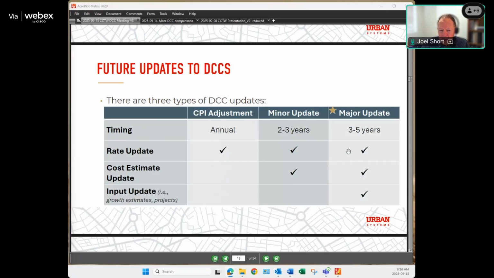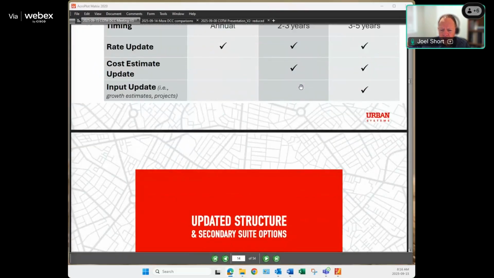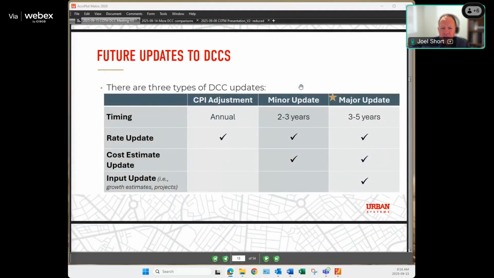And there you're updating the rates and the cost estimates and all of the inputs, and this is the type of update you're doing now, because you have all of this new information from transportation master plans and water plans, and so you've got some great new information and costs that you can use to update. So we're doing a major update now. So that's just a brief overview of DCCs and how they work.